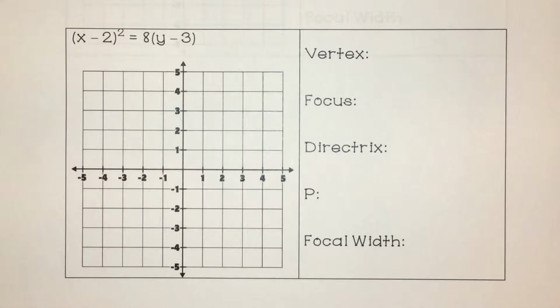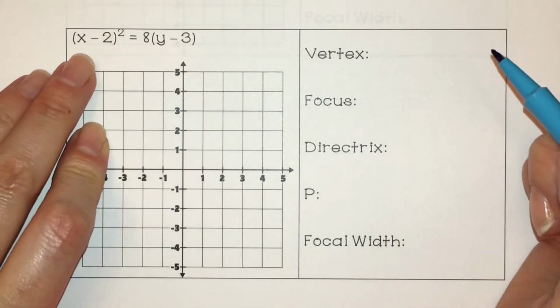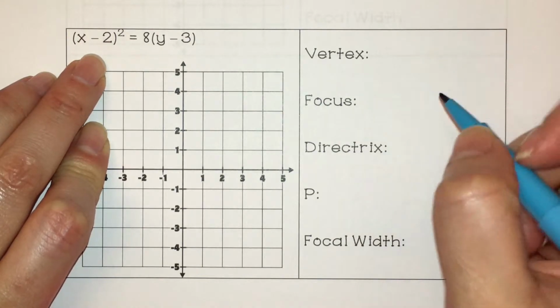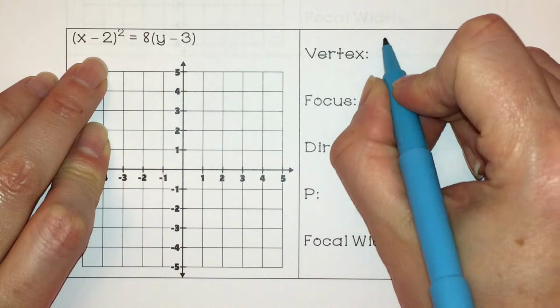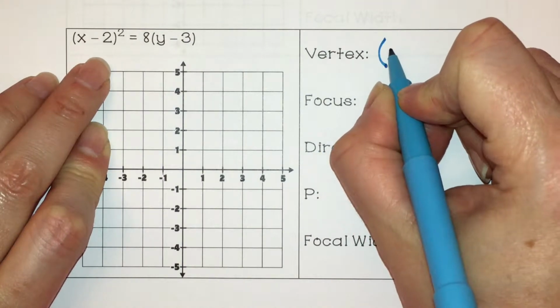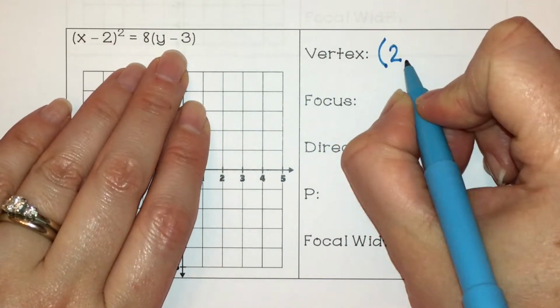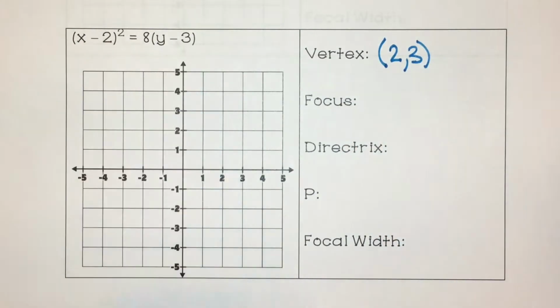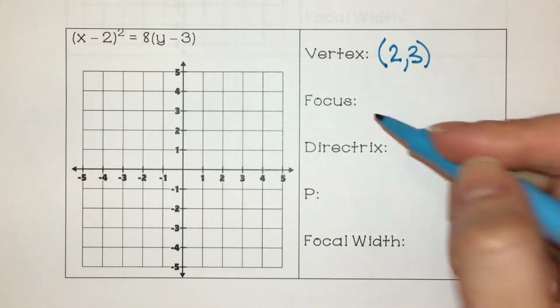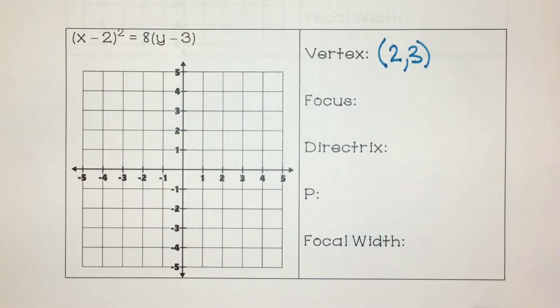So we know the vertex is at the x minus whatever our x value is would be the x coordinate. So here it's 2. Y minus the y coordinate, which is 3. So the vertex is pretty easy to identify. There's a couple other ones that are pretty easy. I'm going to skip down to p.